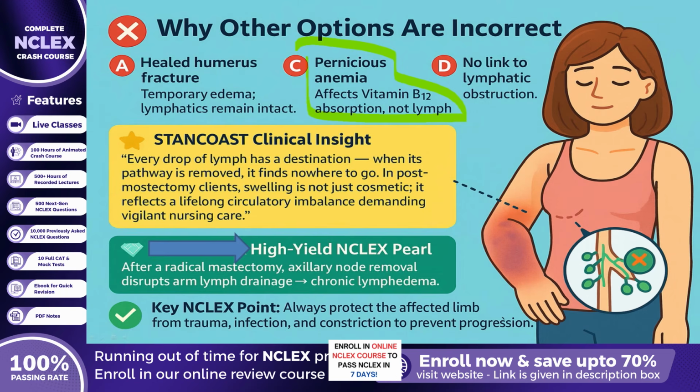From a nursing care perspective, patients with a history of radical mastectomy must receive lifelong education about preventing complications. Nurses should instruct the client to avoid venipunctures, injections, or blood pressure monitoring on the affected arm, maintain meticulous skin hygiene, wear compression sleeves during exertion or air travel, and report any swelling promptly. Preventive measures are crucial to avoid fibrosis and functional loss in the affected limb.